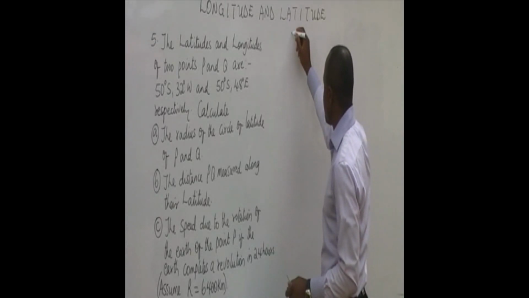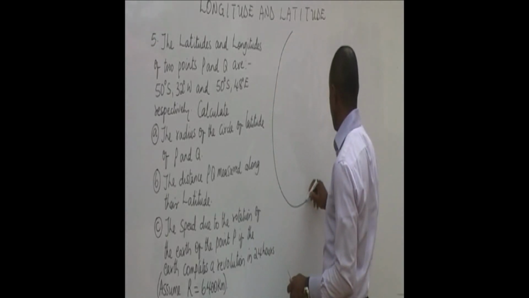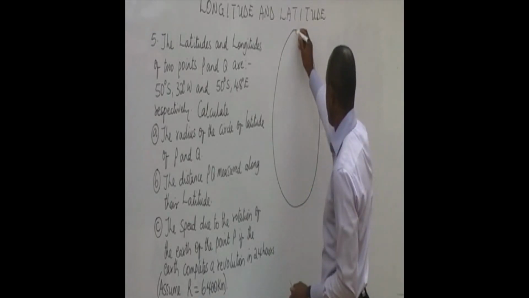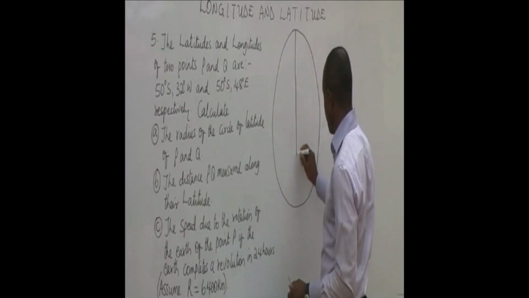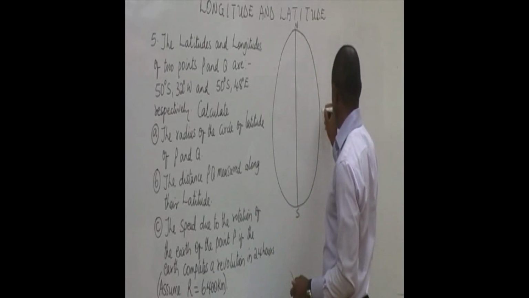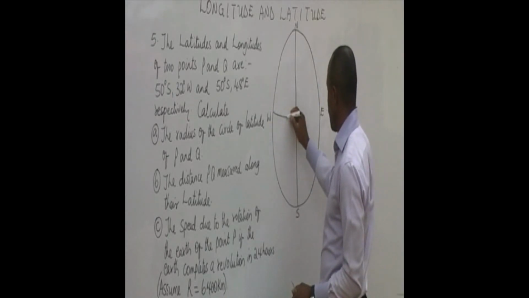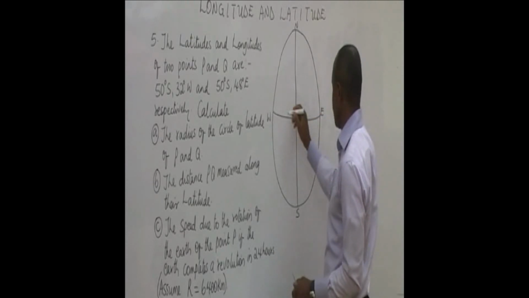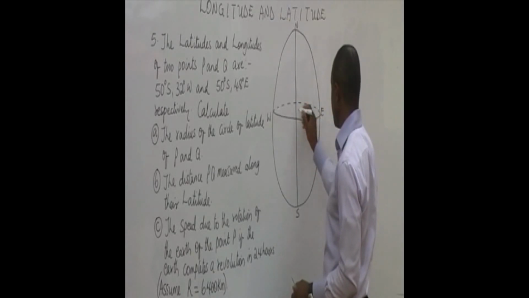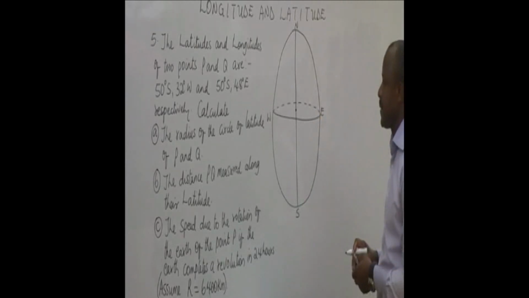The first thing we do is represent our globe in a simple diagram. Draw a pole that joins the north and the south. This is your east and this should be your west. Draw your equator, 0 degrees latitude, and indicate its center. You have started.